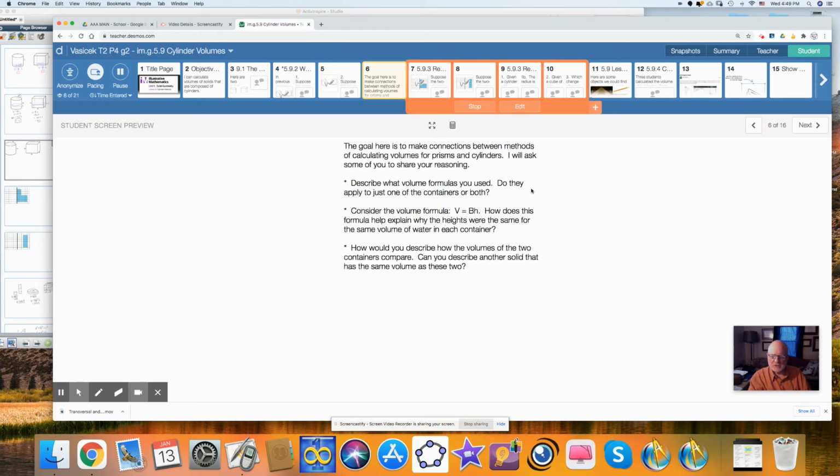So the goal of this is to make certain connections between methods of calculating volumes for prisms and cylinders. And I'm asking for some of your reasoning. Consider the formula of volume is equal to base times height, for example. And how would you describe the volume of two containers that compare? Describe any other solids that have the same volume as these two.